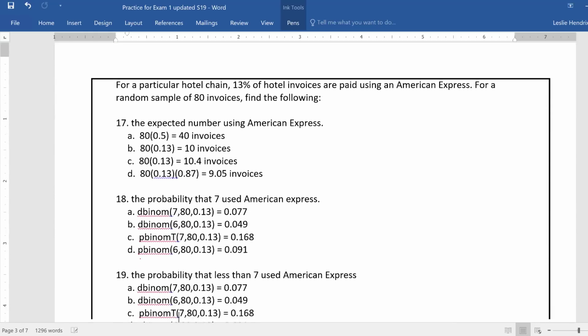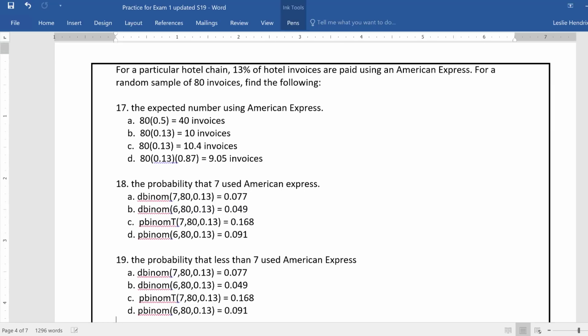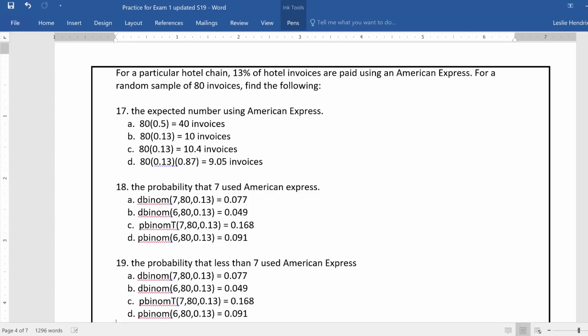All right, for a particular hotel chain, 13% of hotel invoices are paid using American Express. For a random sample of 80 invoices, find the following. The expected number using American Express. This is a binomial setting, and so our expected value in a binomial distribution is n times p. So n here is 80, because we're looking at 80 invoices, and p, the probability of a success, is 0.13.